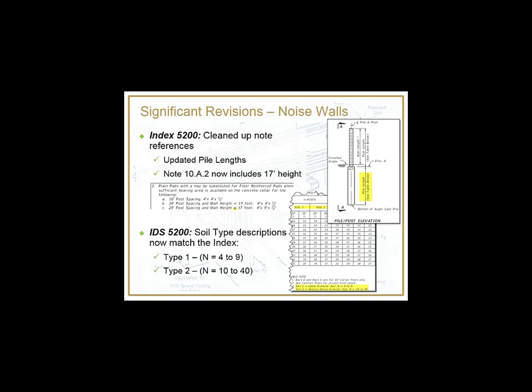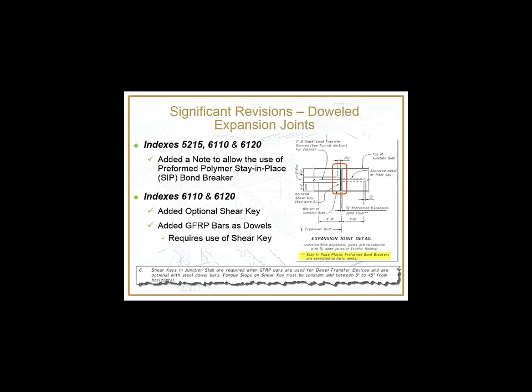We also corrected the instructions under Index 5200. It had the soil type swapped. Didn't actually match the data table and the index, so that should all match up now.